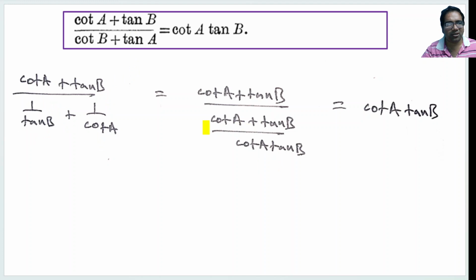So what will the denominator become? The denominator will become cot A plus tan B by cot A tan B. And the numerator is anyway cot A plus tan B. So this and this will cancel each other. This will come to the numerator. This becomes cot A tan B.